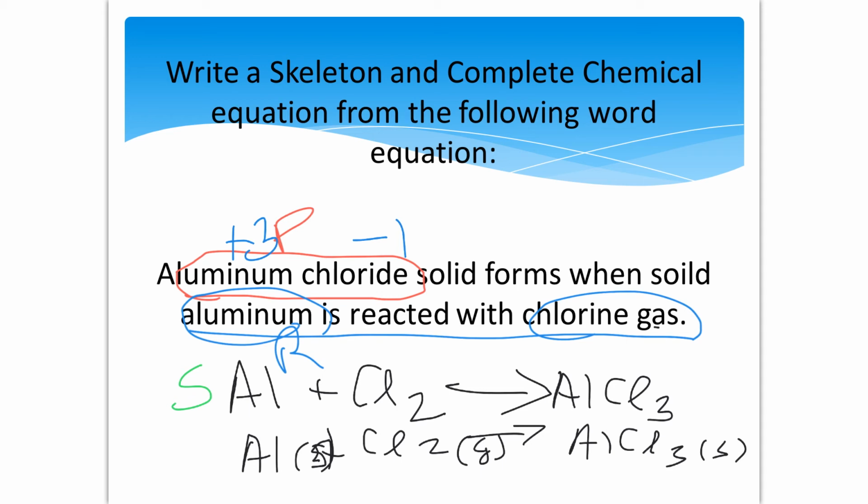I can balance it real quick, and since I have a 2 and a 3 here, I know that the common factor is 6. So I'm going to put a 2 here and a 3 here. That gives me 6 chlorines. And then I can just put a 2 in the front here, and everything's balanced. So this is my complete reaction: 2 aluminums plus 3 chlorine gas gives me 2 aluminum chlorides.